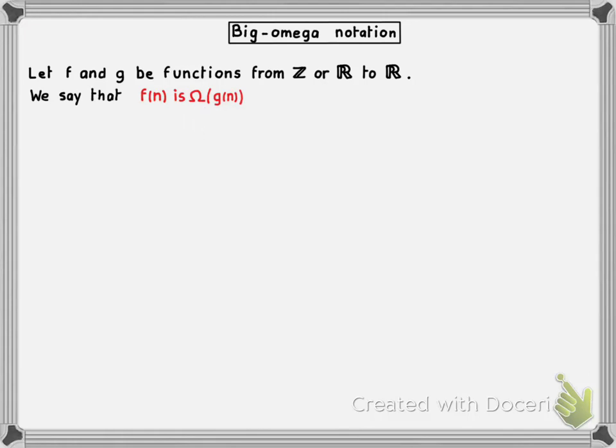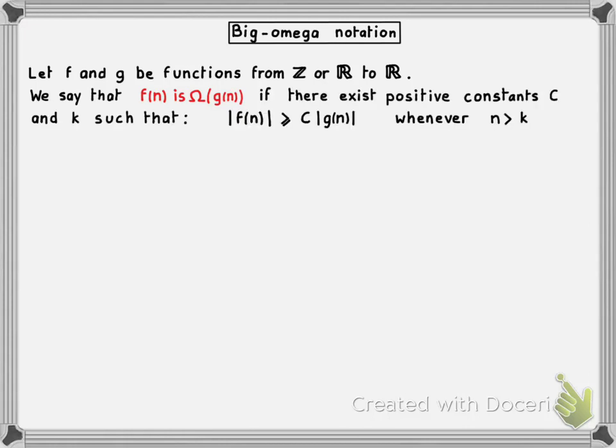So we say that f of n is big omega of g of n if there exist positive constants c and k such that the absolute value of f of n is greater than or equal to c times the absolute value of g of n, whenever n is large enough, meaning n is greater than some constant k. So that is the official definition of the big omega notation.